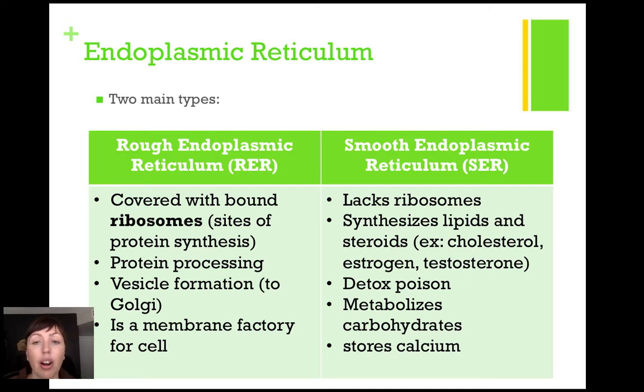And then the smooth ER lacks those bound ribosomes, hence smooth. It synthesizes lipids and steroids, so it's synthesizing cholesterol, estrogen, testosterone, etc. This is also a place where poison is detoxed, carbohydrates are metabolized, and it can also be a place for the storage of calcium.